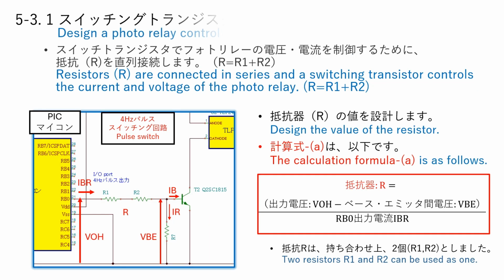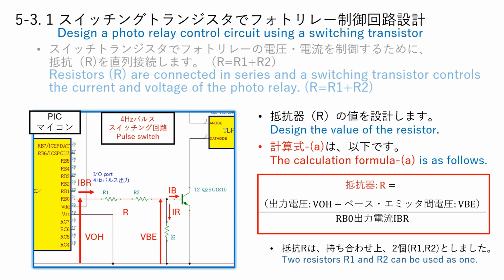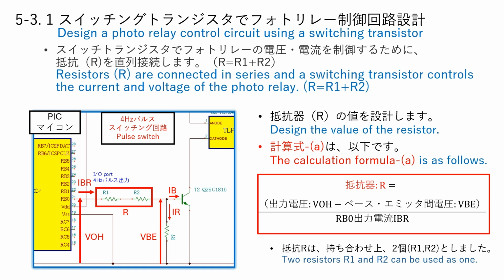5-3.1 Controlled by switching transistor and photo relay. Resistors are connected in series and a switching transistor controls the current and voltage of the photo relay. Design the value of the resistor. The calculation formula is as follows. The resistor R was set to 2, R1 and R2. Next, I will explain the part datasheet to determine the resistor values.